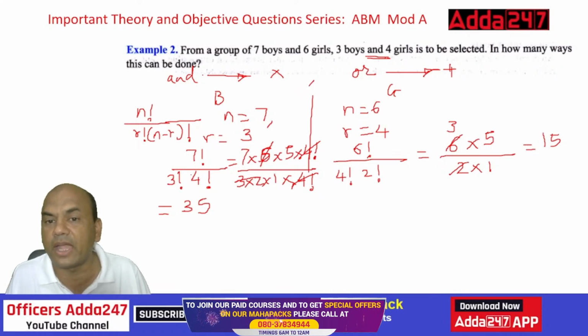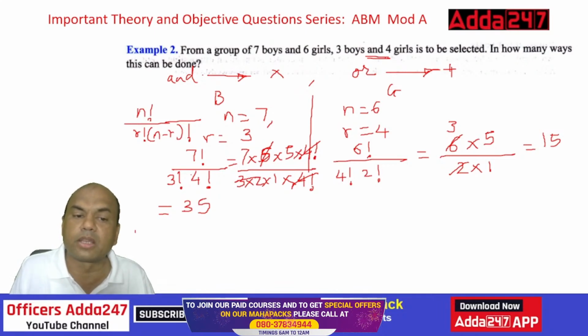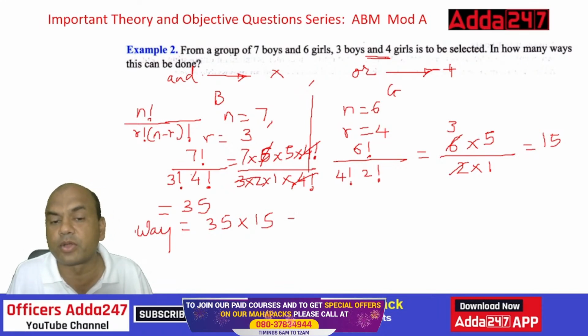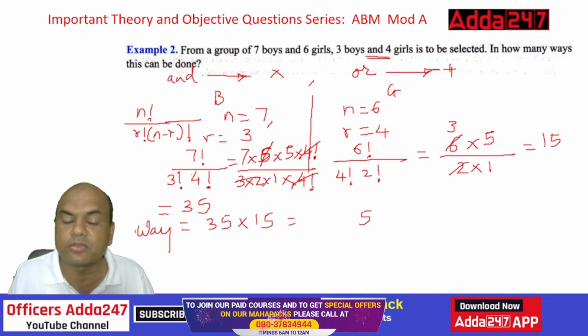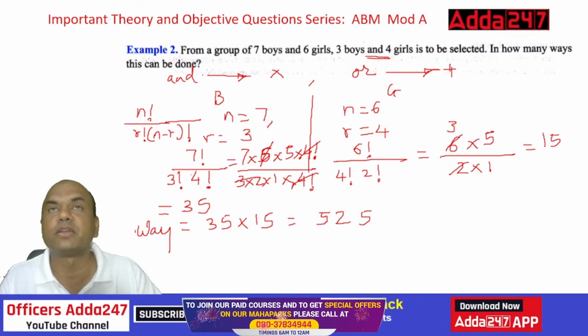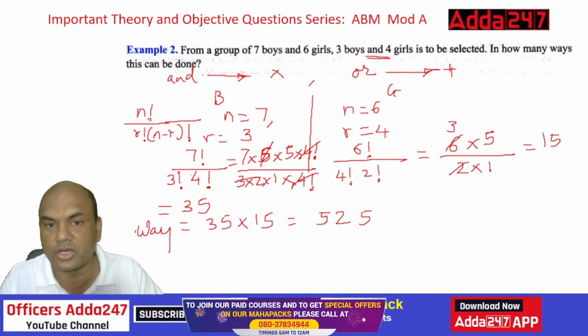But I want boys and girls, and 'and' means multiply. So my answer will be total number of ways equals 35 into 15. So what is the answer now? 15 into 35. Do it orally. 15 into 5 is 75, 7 carry. 15 into 3 is 45 and 7, 52. Right? 525. So in 525 different ways, I can select 3 boys and 4 girls out of 7 boys and 6 girls. Got it, everyone?